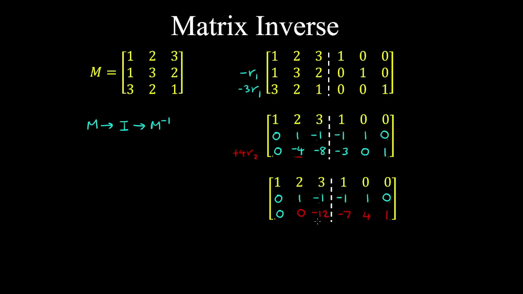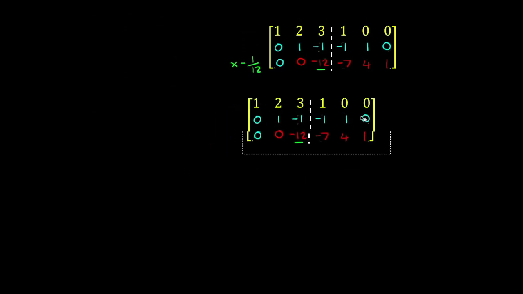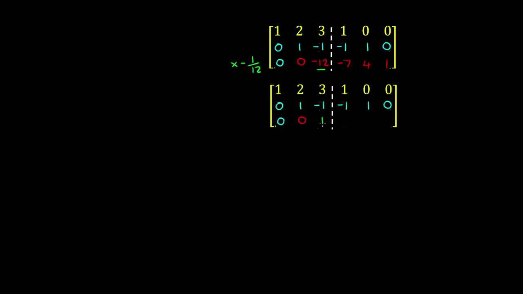And now we want 1 on the remaining diagonal entry, so we multiply row 3 by minus 1 on 12. So this element becomes 1, and we get 7 on 12, minus 4 on 12, or minus a third, and minus 1 on 12. And now we'll zero out the elements above the diagonal. So starting with the far right column, we're going to add row 3 to row 2, and subtract 3 by row 3 from row 1.